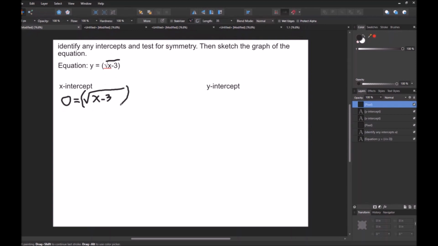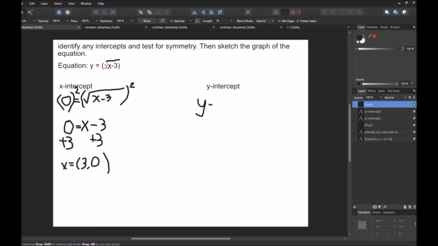So we're going to set this whole thing in parentheses and we're going to square it. And what we do to one side we must do to the other, so we're going to square this side as well. And 0 squared is 0, and we're left on this side with just x minus 3. So in order to get x alone, now all we have to do is add 3. And we get that our x-intercept is at 3, and then because we plugged in 0 for the y, we know that our y value is going to be 0. So that's our x-intercept.